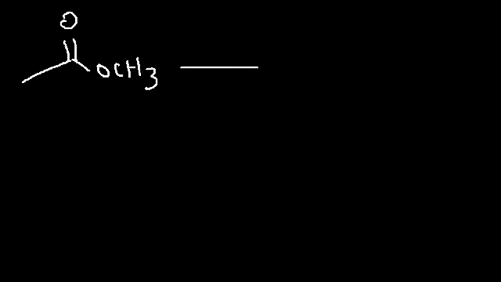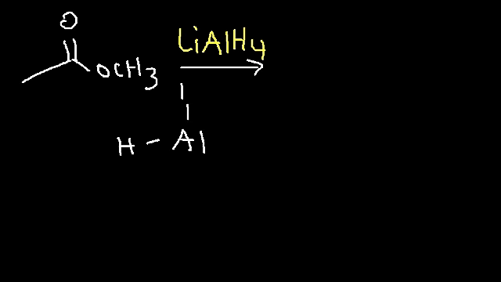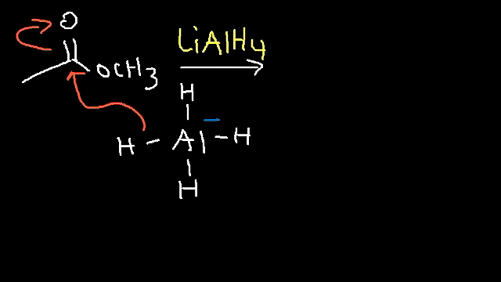Now what's going to happen if we put an ester with lithium aluminum hydride? What products will be formed in this reaction? So in this case, aluminum has 4 hydrogens attached to it, just like borohydride. And the aluminum atom has a negative formal charge. So the hydride ion is going to attack the carbonyl carbon, causing the pi bond to break.